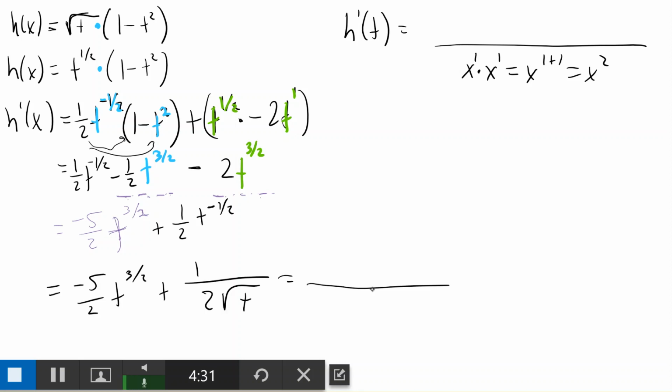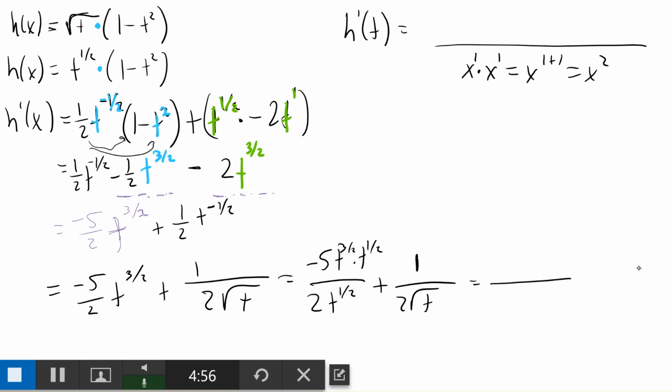So I'd like to get a common denominator here. So the common denominator is going to be 2 square root of t. So this one already has that. Leave this fraction alone. This fraction needs me to multiply the denominator by t to the 1/2, which means I need to multiply the numerator by t to the 1/2. And now that these have a common denominator, I can push this stuff together into one big fraction.